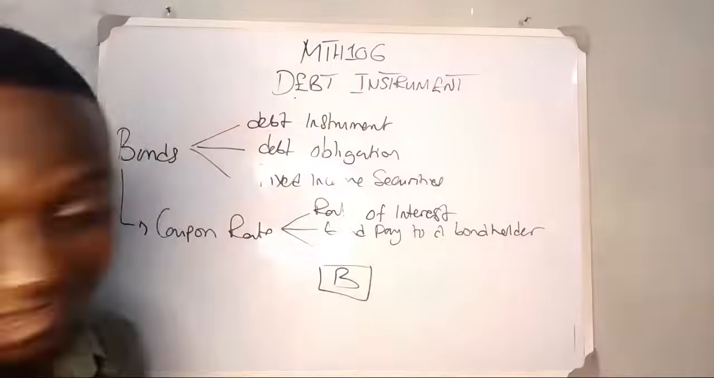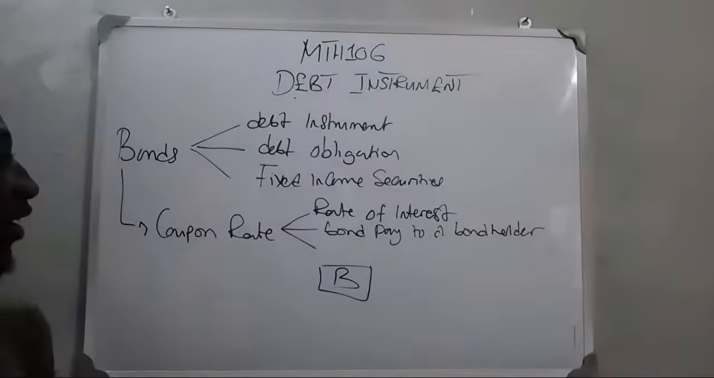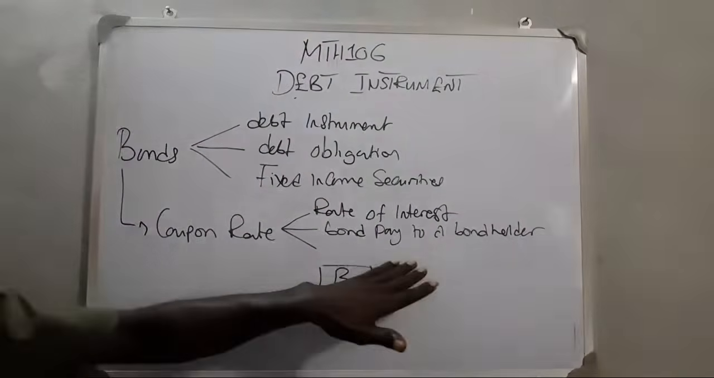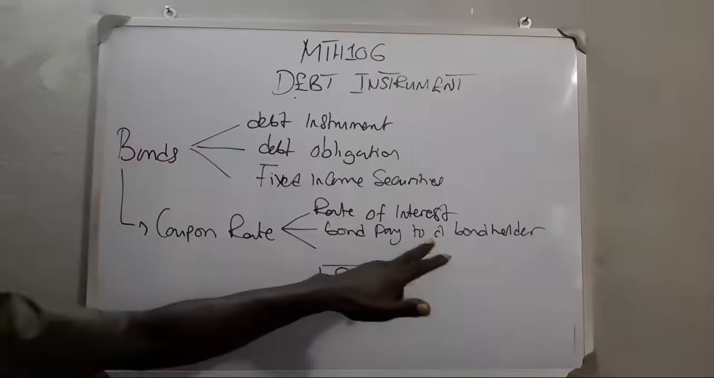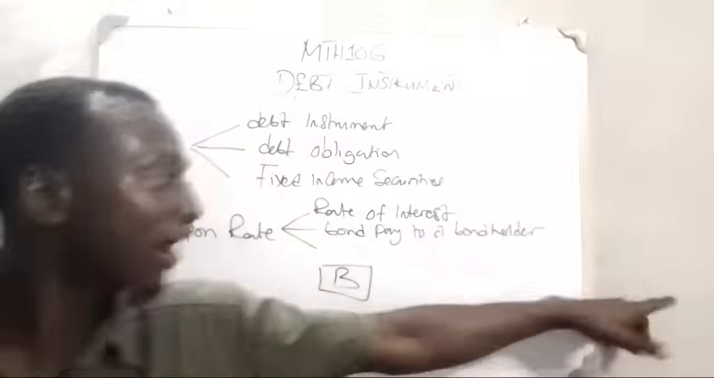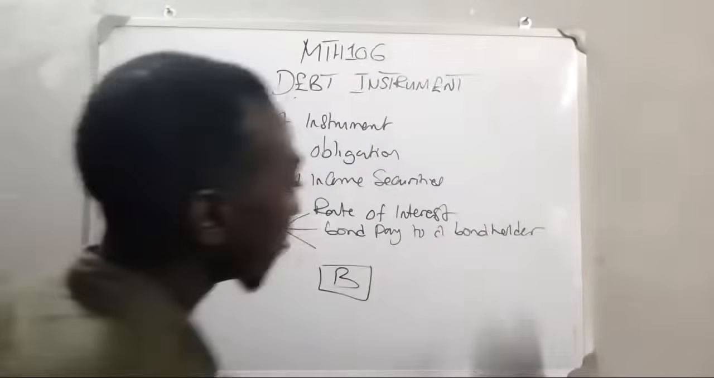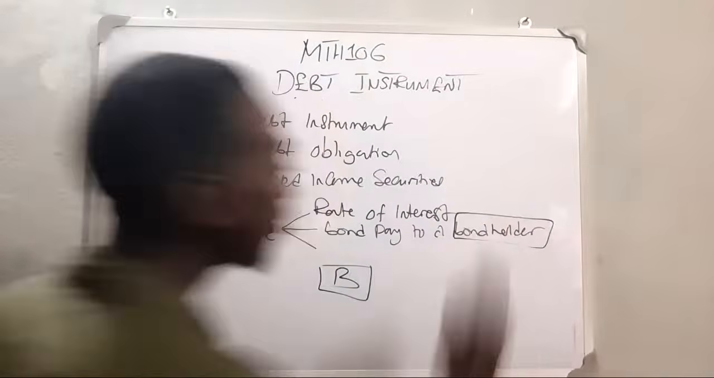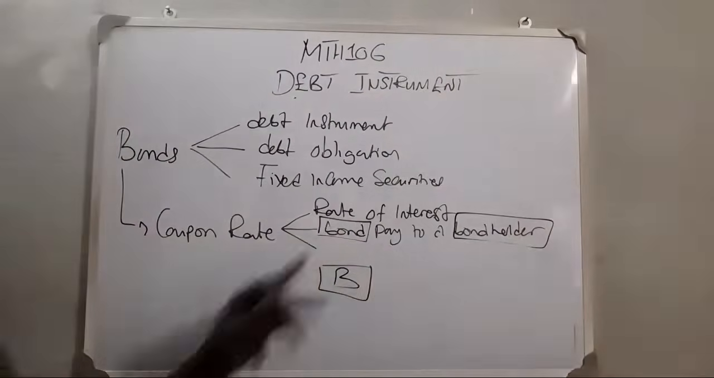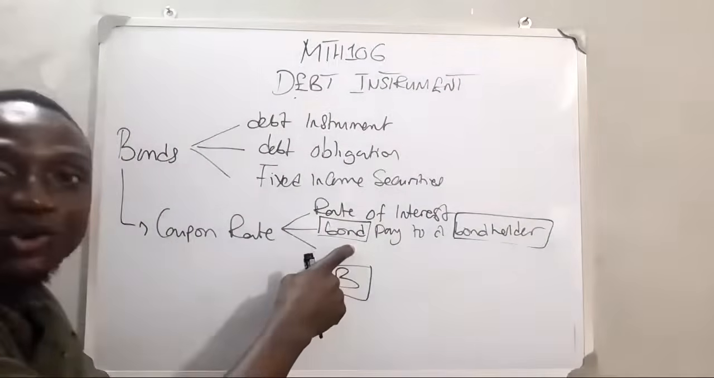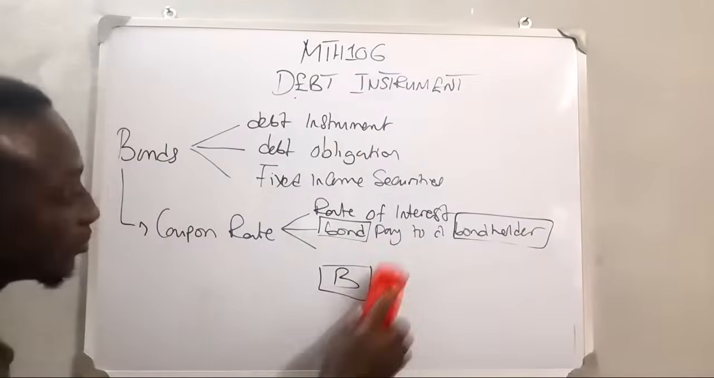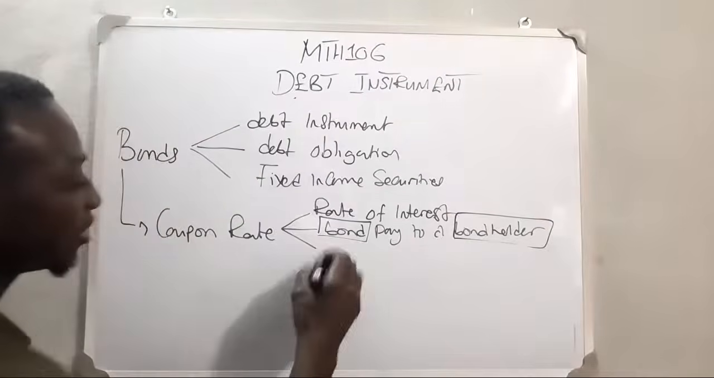Now it says here, let me switch off the slide. It says here the rate of interest the bond pays. Now the bond is paid to the what? Bond holder. Now the students here are the bond holder. The school has the bond. Now the cafeteria comes in on the receiving end.